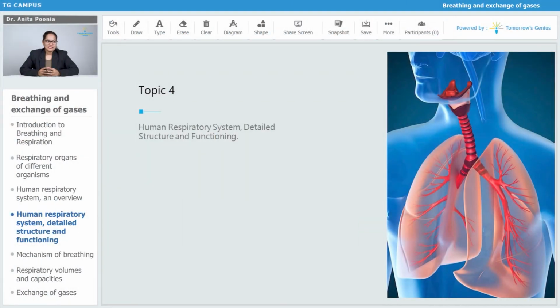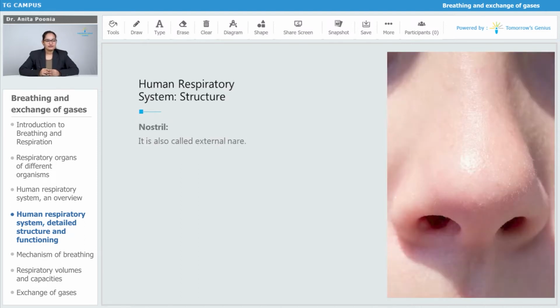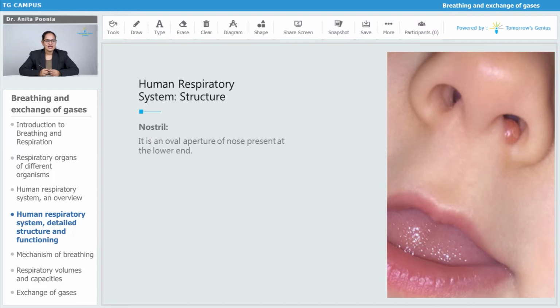The human respiratory system: detailed structure and functioning. Let's understand the detailed structure and functioning of the human respiratory system, which is very important to understand this chapter. So, first and foremost is the nose, the nostril. It is also called the external nare. It is an oval aperture of the nose that is present at the lower end.